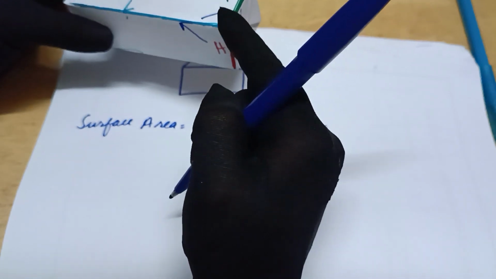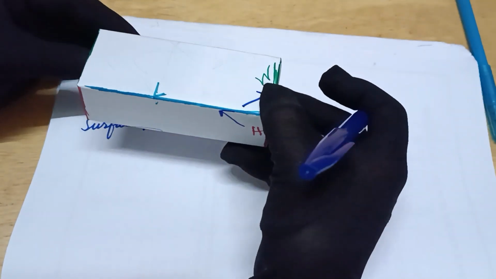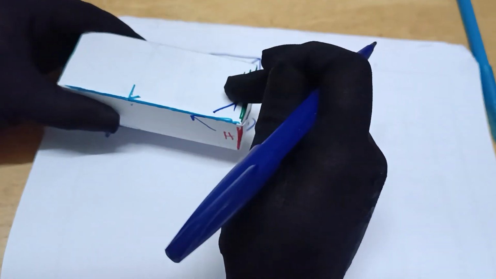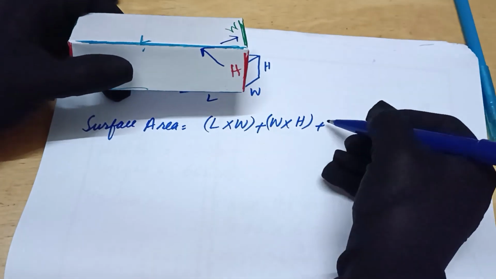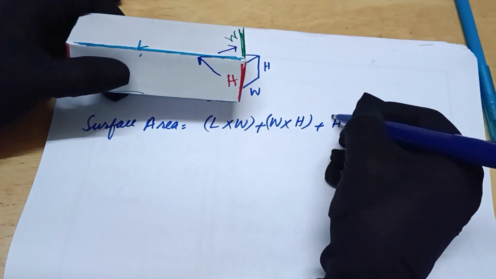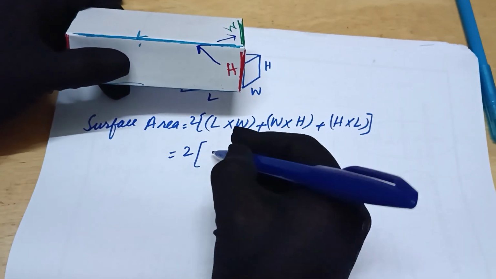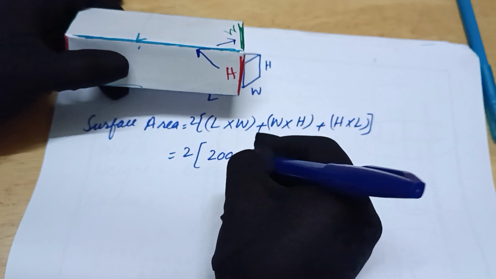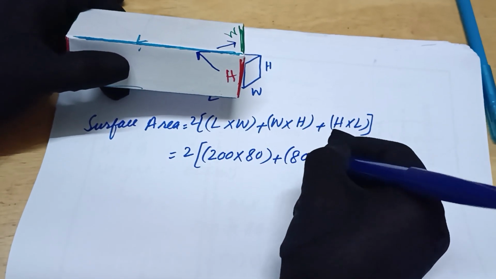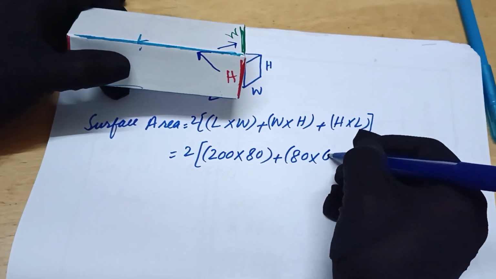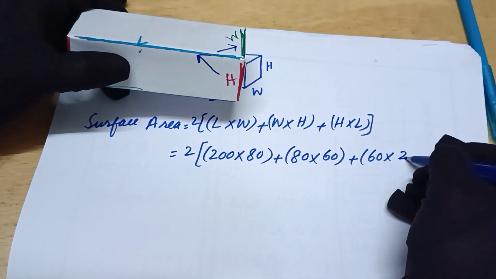This corner means these 3 faces you have done, and then make it double for the other 3 faces on this side: length into width, width into height, and height into length, and then make it double. Write down the values. Length was 200, 200 multiplied by width, that was 80, plus 80 times 60, plus 60 times 200.